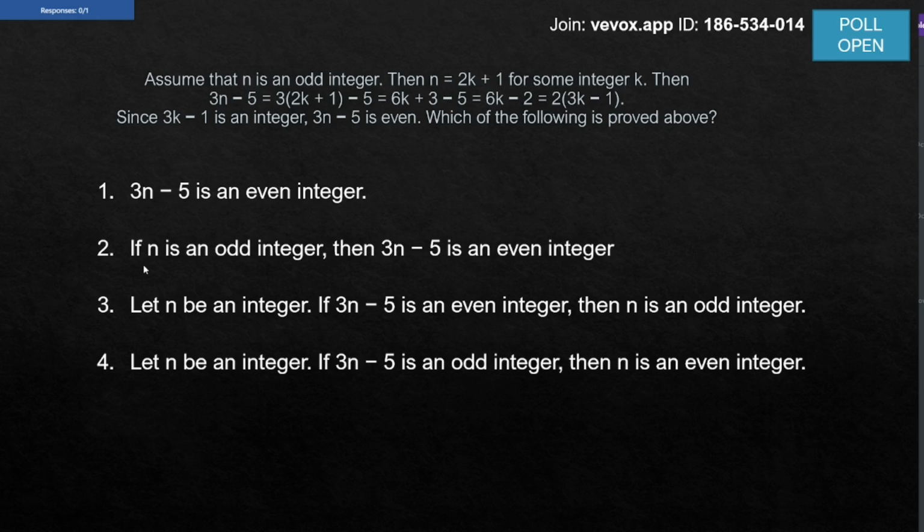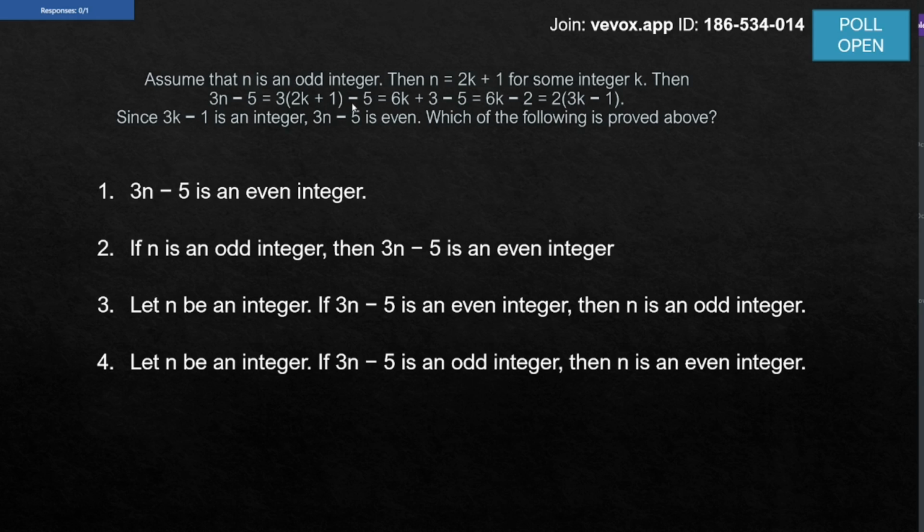What about the second claim? If n is an odd integer, then 3n minus 5 is an even integer. Well, yeah, of course. We assume that n is an odd integer. This is as if we are assuming the first premise to be true, and then we have shown that the conditional is true by virtue of... what is this proof? Is this a direct proof? Okay, well, this is obviously true. Yeah, this is a direct proof.